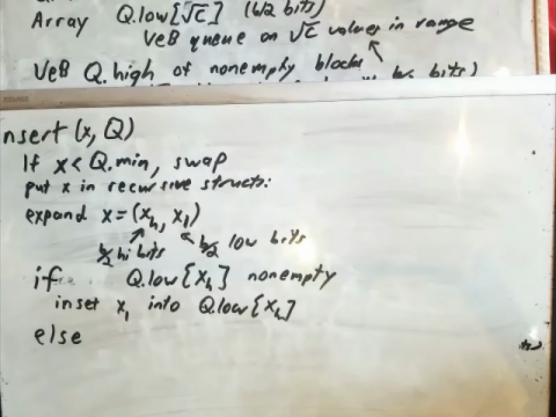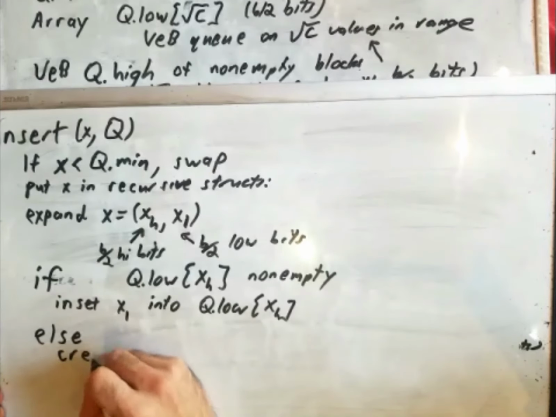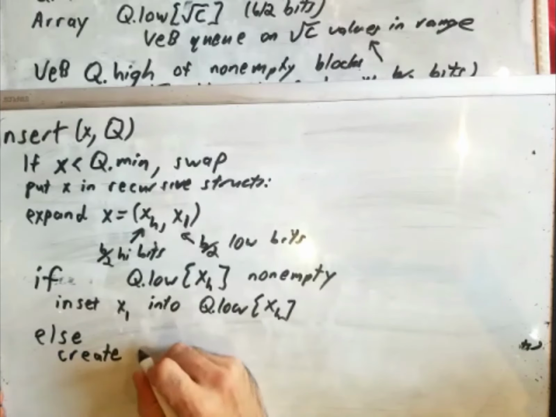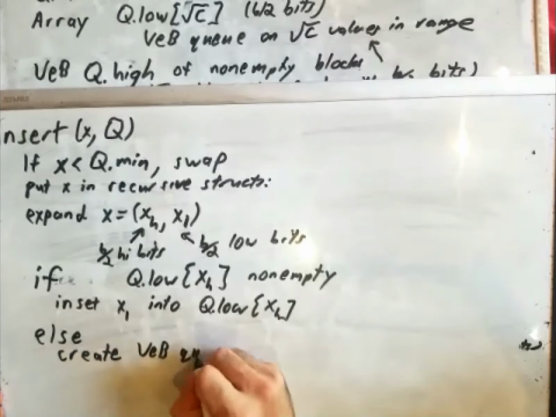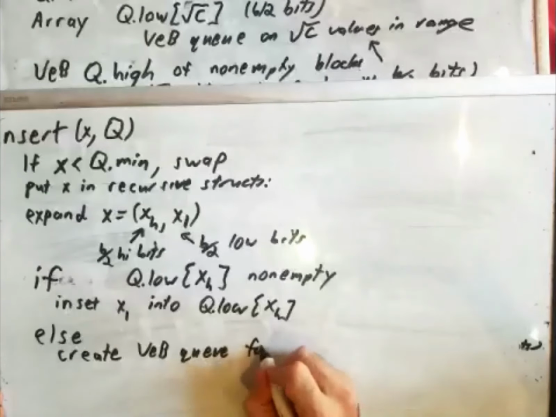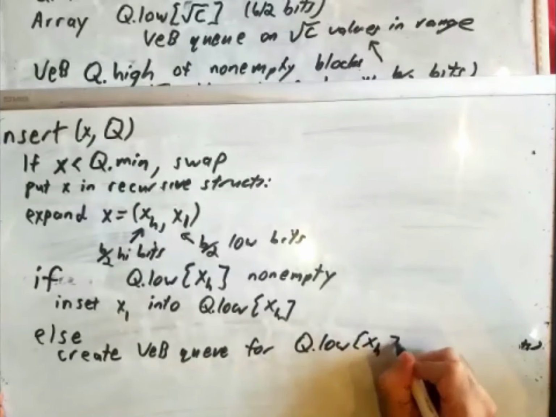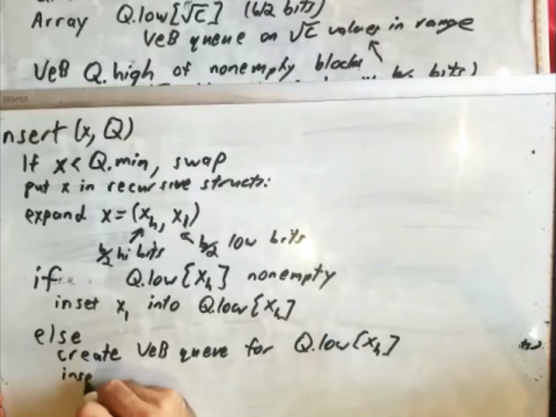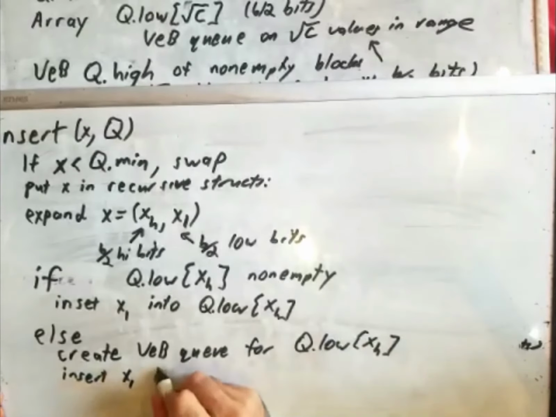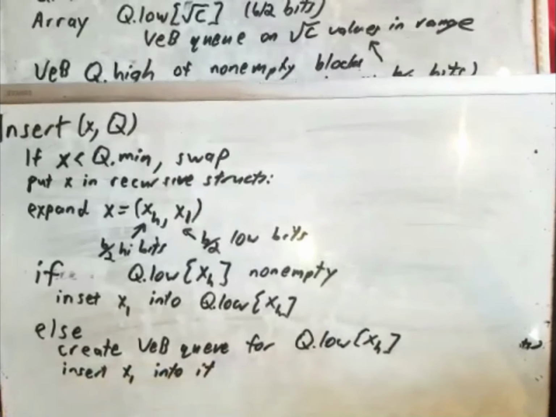Well, if Q dot low is empty, it means that that second layer block associated with X has nothing in it. I don't have a second order data structure for it yet. So I need to create a Van Emde Boas queue for Q dot low of XH. And then I need to insert XL into it. Okay.